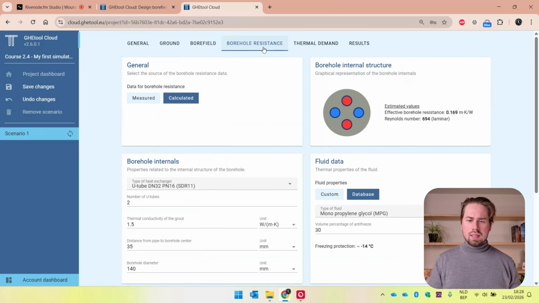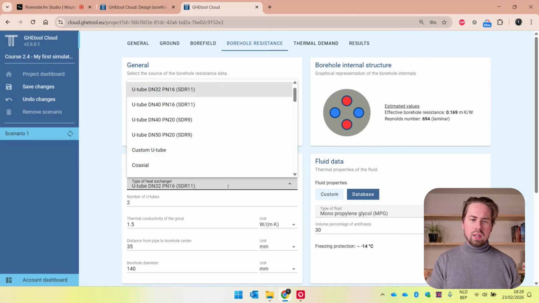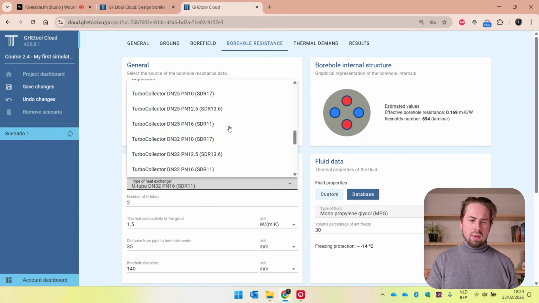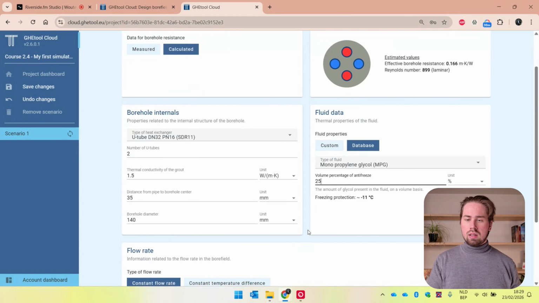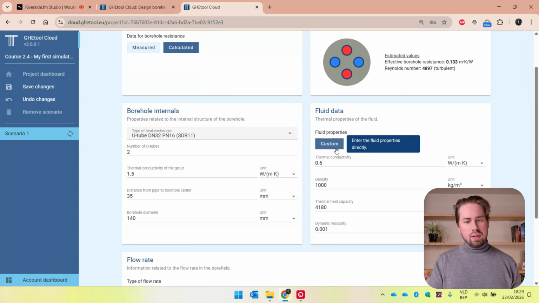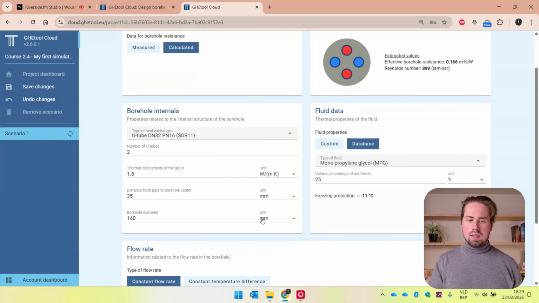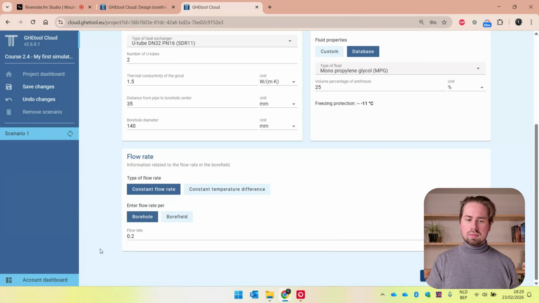A borehole resistance. We have here all regular probes. You can add custom, and we have some commercial ones as well, which we will also cover later in this course. All these values were the default values, 25% of monopropylene glycol. Also, this you can enter if you want explicitly, but please just use the database. It's way faster and more accurate, especially later on.